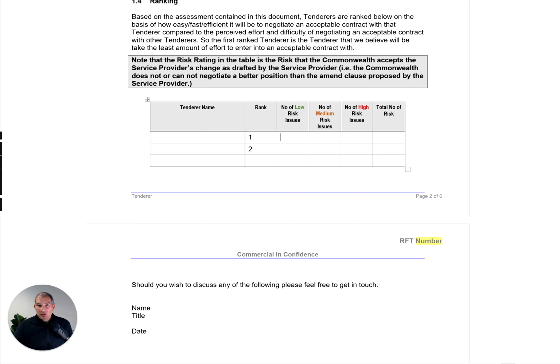Now, often you'll need to use a little bit of judgment here, because you might have one tenderer who's only got, say, one high-risk issue, but tenderer number 2 might have, say, 5, 10, 15 low-risk issues. In fact, 15 low-risk issues might be easier to negotiate than one high-risk issue, and so you might want to rank that tenderer first.